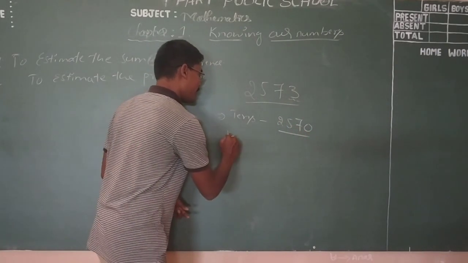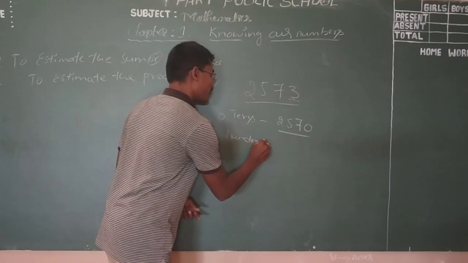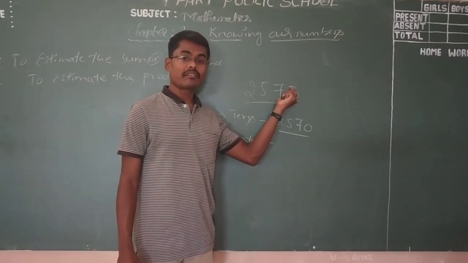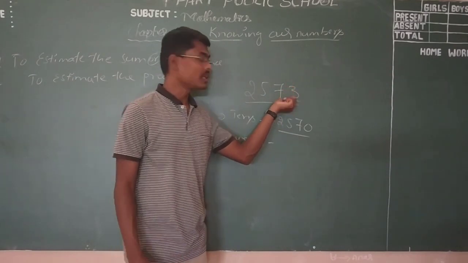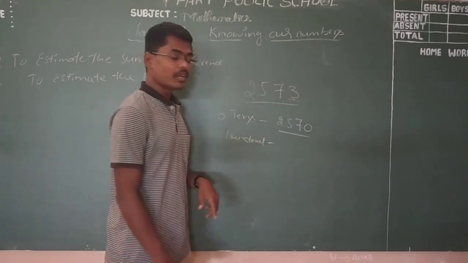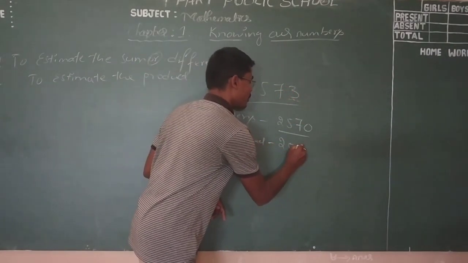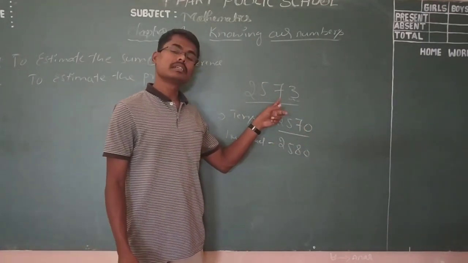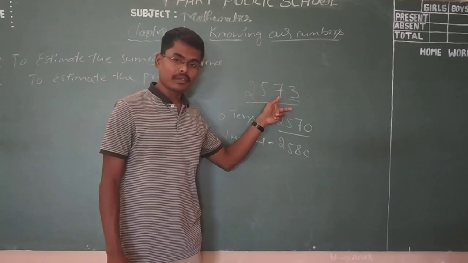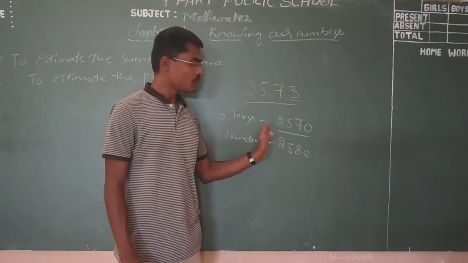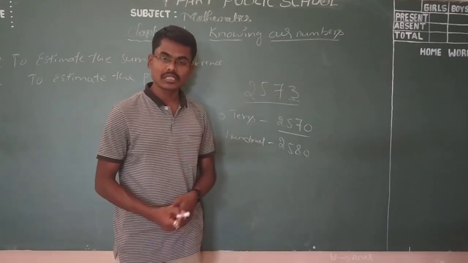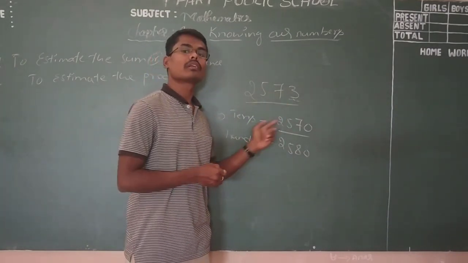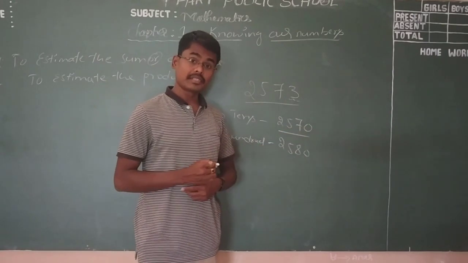Then for hundreds, I am looking at this one, 7. This is the tens position. Then what would be the round off value here? 2580. Here this is more than 5. For that reason I am going to consider the next greatest value. After 7 we know that 8 is there. For that reason I am going to relate it into 2580.